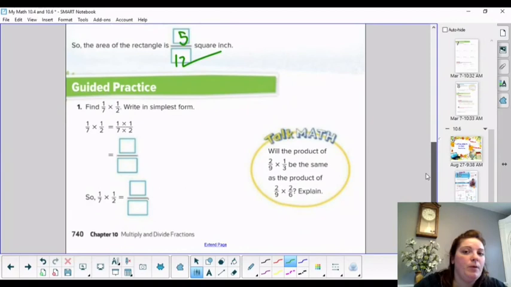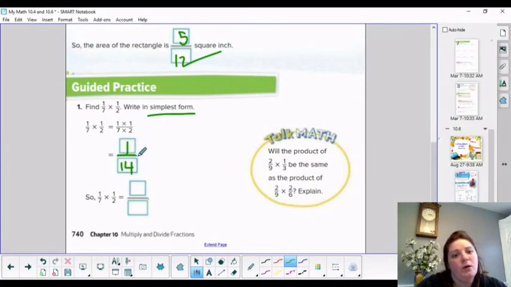And lastly, guided practice. Pause your video, take a minute and work on this problem. Okay, so let's find 1/7 times a half and writing it in simplest form as usual. Multiplying your numerators. 1 times 1 is 1. Multiplying your denominators. 7 times 2 is 14. Guess what? That's already in simplest form. When 1 is your numerator, you know you have it in simplest form. Just as easy as that. 2 multiplication problems.